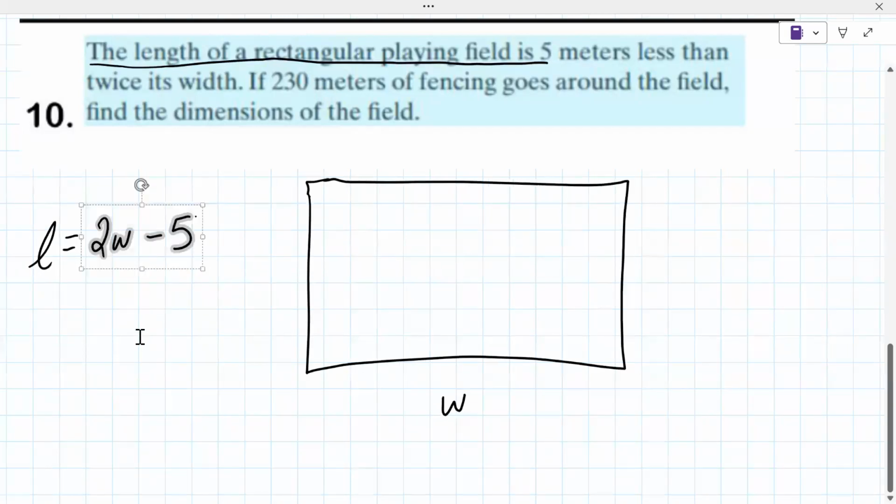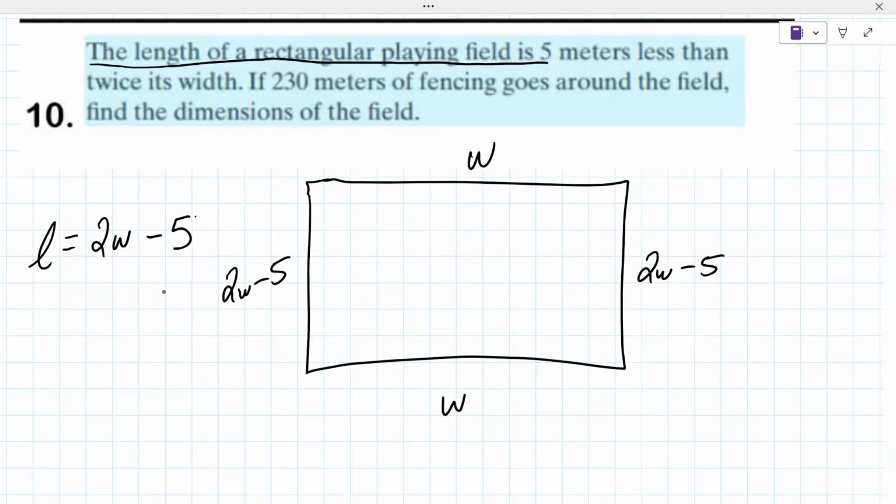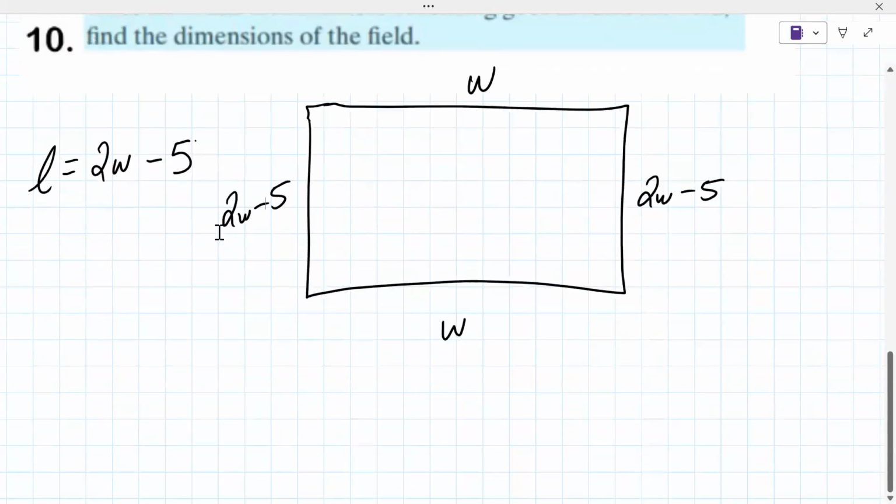All right. So the other dimension is 2w minus 5. The one across here is w. This is 2w minus 5, like that. And so now we know that the perimeter is 230 meters. 230 meters of fencing goes around the field. So we have to add these up.